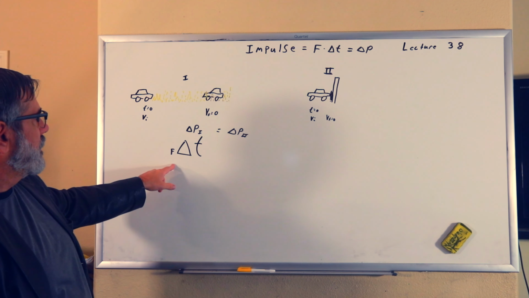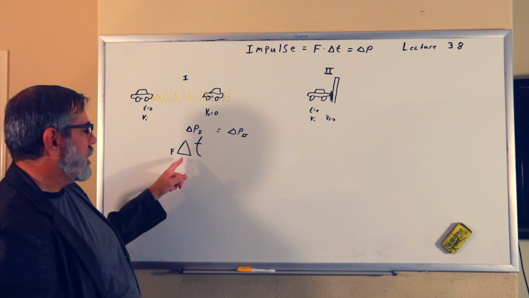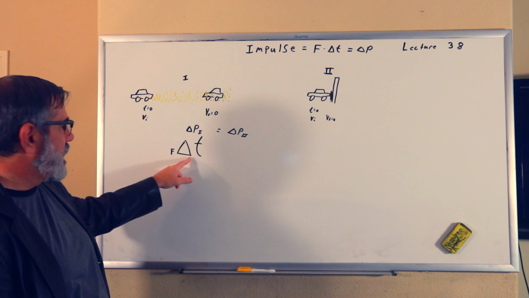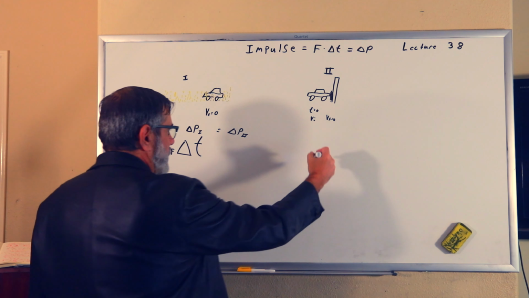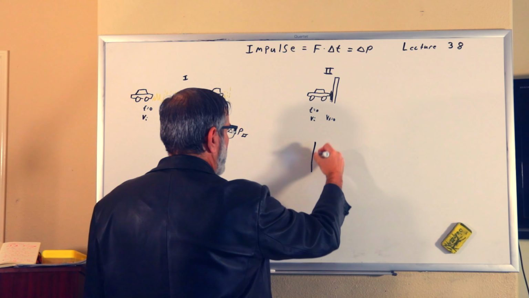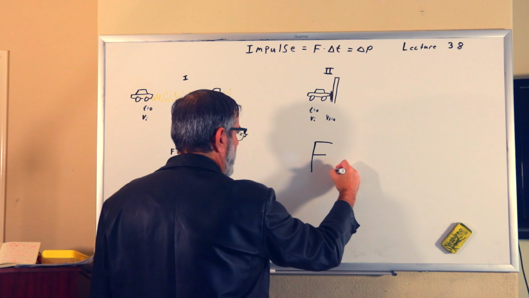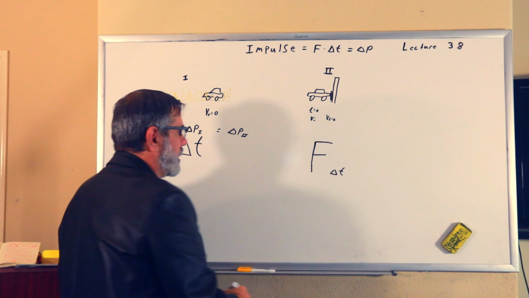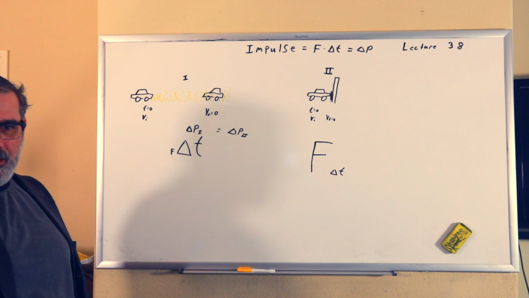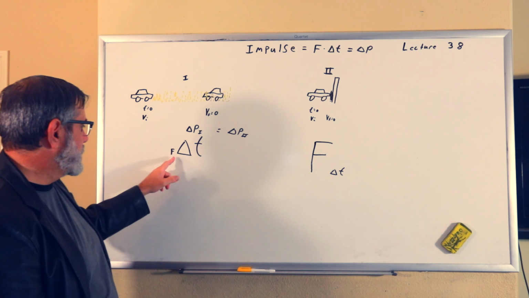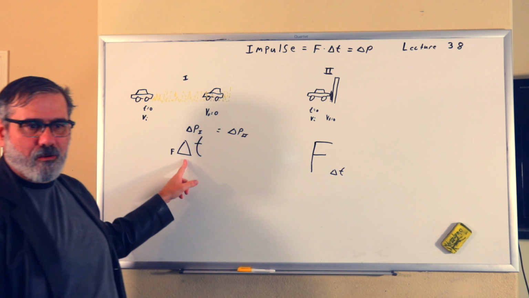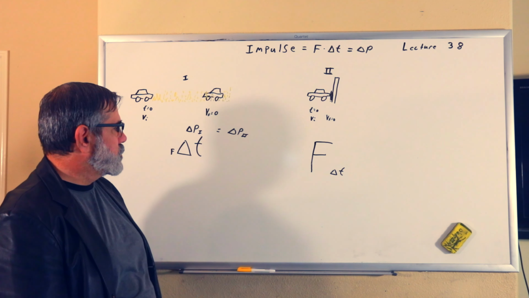So over here, even though the impulse is the same amount, it's a small force times a big delta t, because it took a long time for this car to come to a stop. Whereas in this case here, we have a huge force and a little tiny delta t. So in one case, it's the force which is big, and in the other case, it's the delta t that's big. So that's the difference between these two cases.